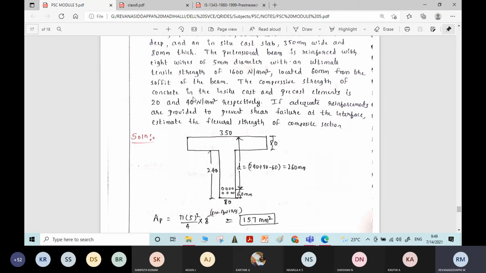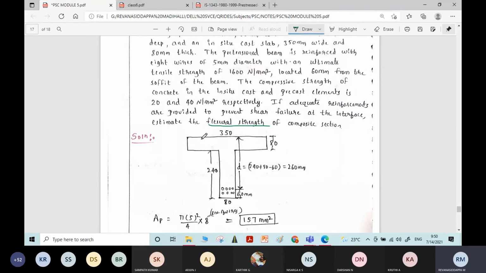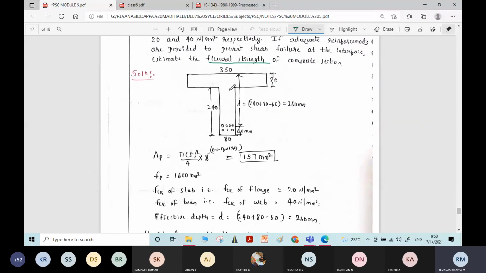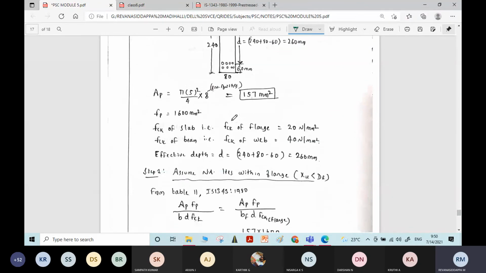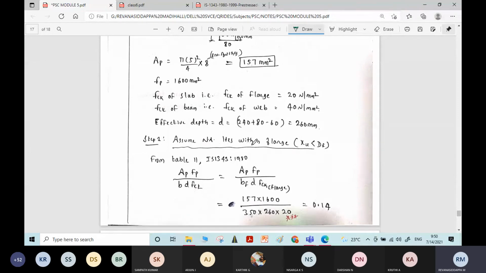The compressive strength of concrete in the in situ cast and precast elements is 20 and 40 Newton per mm square respectively. If adequate reinforcements are provided to prevent shear failure at the interface, estimate the flexural strength of the composite beam. So what was the procedure we used to follow for a T section to determine the flexural strength? First we used to assume the neutral axis lies within the flange.